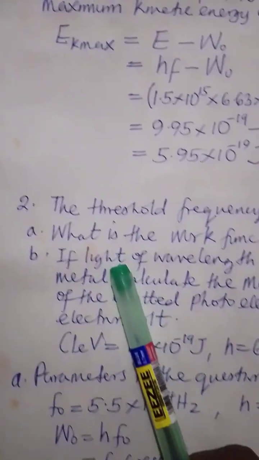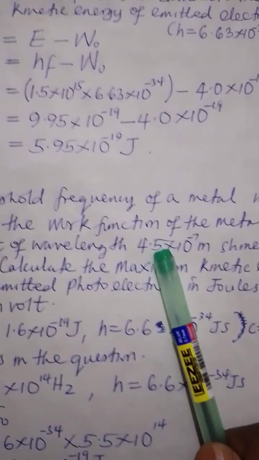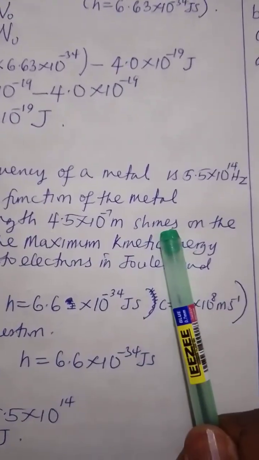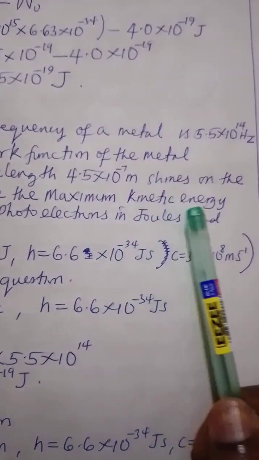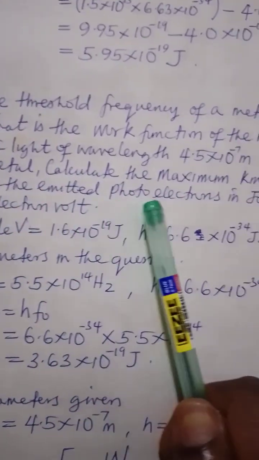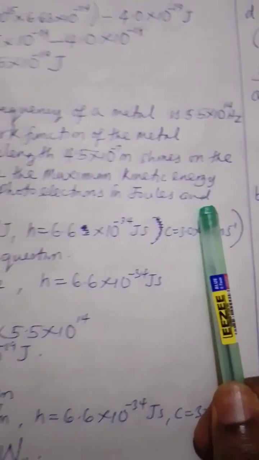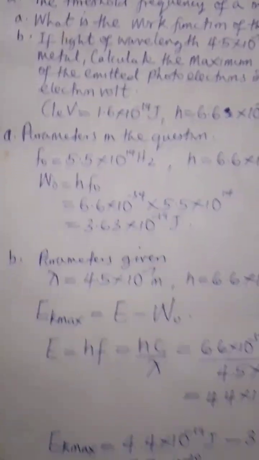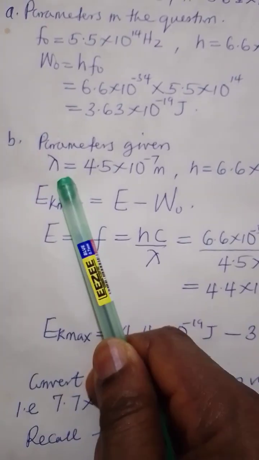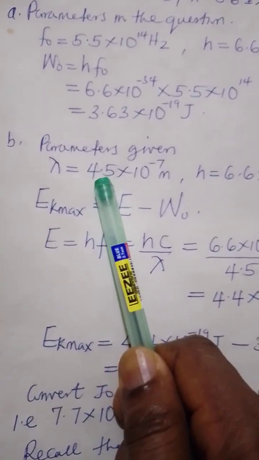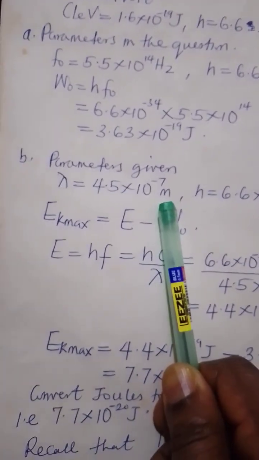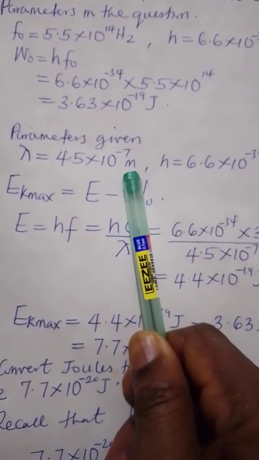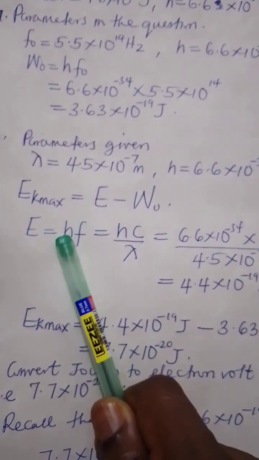Look at question number 2b. If light of wavelength 4.5 times 10 raised to the power minus 7 meter shines on the metal, calculate the maximum kinetic energy of the emitted photoelectrons in joules and electron volt. Again, parameters given: we are given the wavelength of the incident light to be 4.5 times 10 raised to the power minus 7 meter. In the previous solution, we were given the frequency, so we used photon energy as HF.